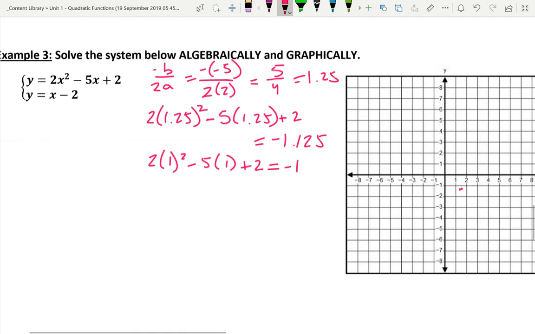So 1, -1. Now I can't just say that it's 2, -1 also because my vertex isn't right smack dab in the middle. So I'm going to run this again with an x value of 2. Just to be sure, and I actually get 0 there. So it's not perfectly symmetric, or symmetric in the way that we would normally look at it because our vertex is kind of off-centered there.